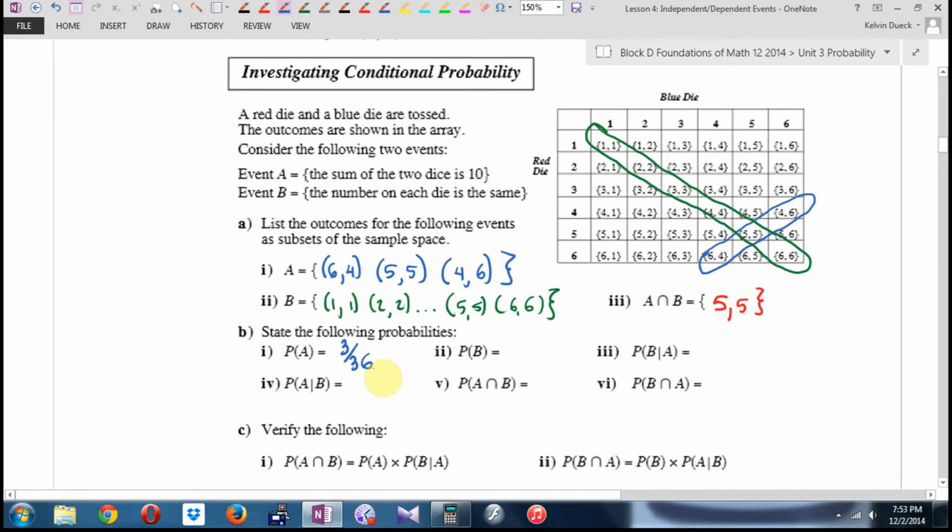What's the probability of event B? Let's do it in green and be consistent in our color. 6 out of 36. What's the probability of event B given that A has occurred? If you know that you're already in the blue circle, how many are circled by green? How many are part of event B? 1 out of 3. The probability of B given A is 1/3.